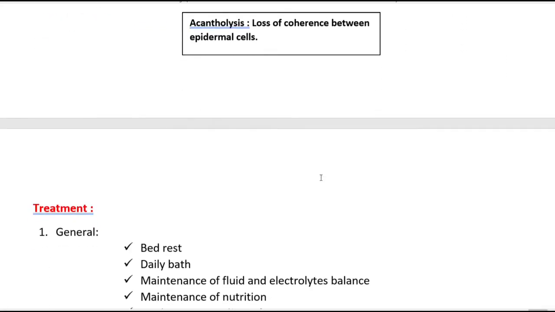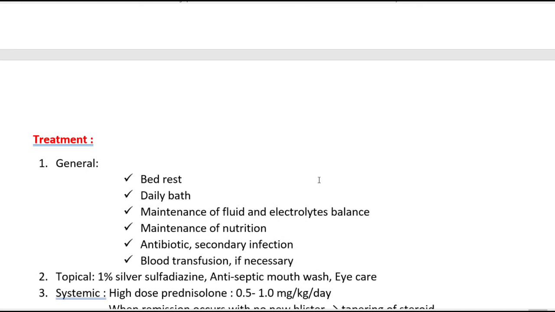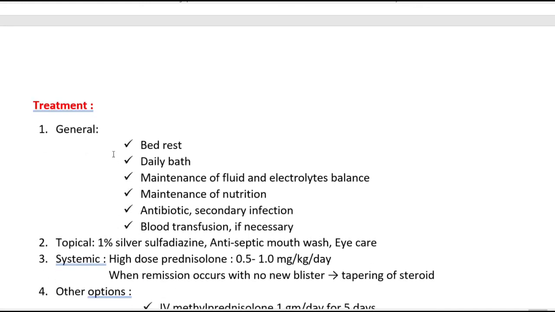Now, what will be the treatment options? Number one is the general treatment, and then specific treatment. General treatment is bed rest with daily bathing, as the patient suffers from foul smelling and crusting, so daily bathing should be recommended. Maintenance of fluid and electrolyte balance, maintenance of nutrition, and antibiotics to prevent secondary infection, and sometimes blood transfusion may be needed. 1% silver sulfadiazine should be used as a topical preparation over the lesions.